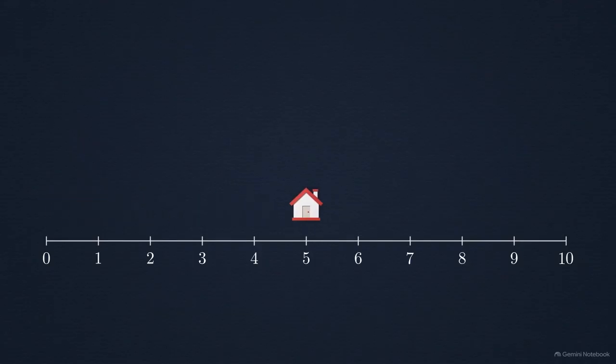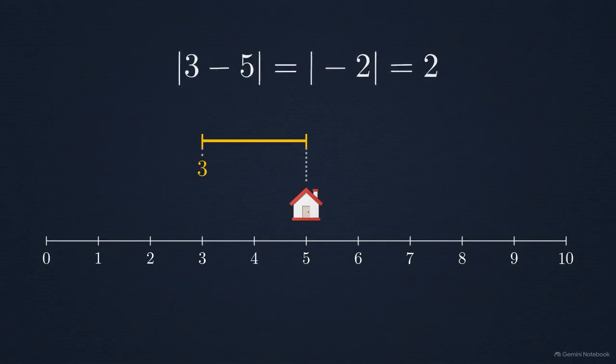We can move home anywhere on the line. Let's place a friend's house at position 5. To measure how far another car is from this new spot, we subtract them. The absolute value of x minus 5 tells us the distance to that new house. If a car is at 3, the math shows it is exactly 2 units away.